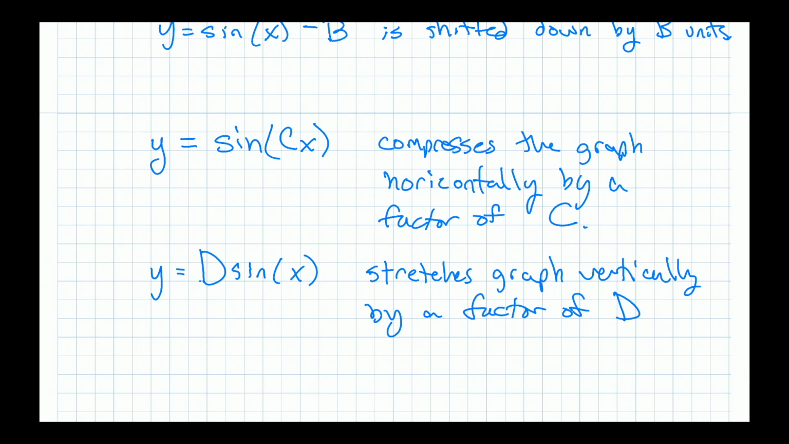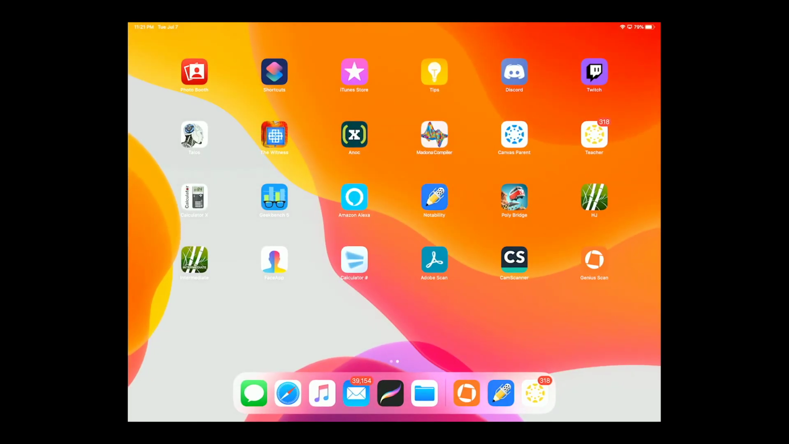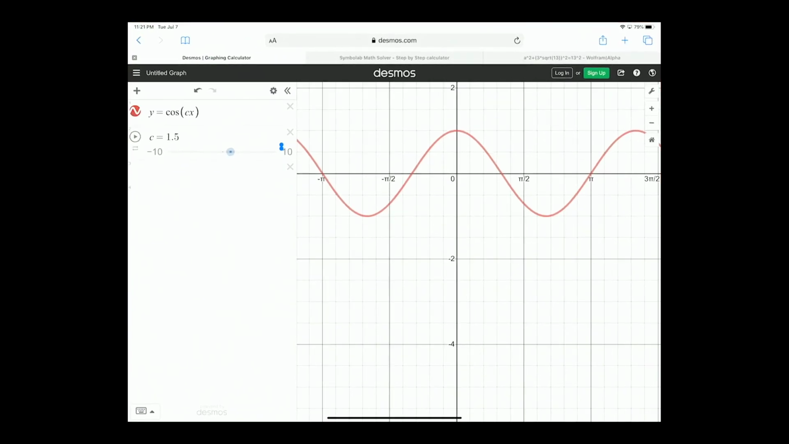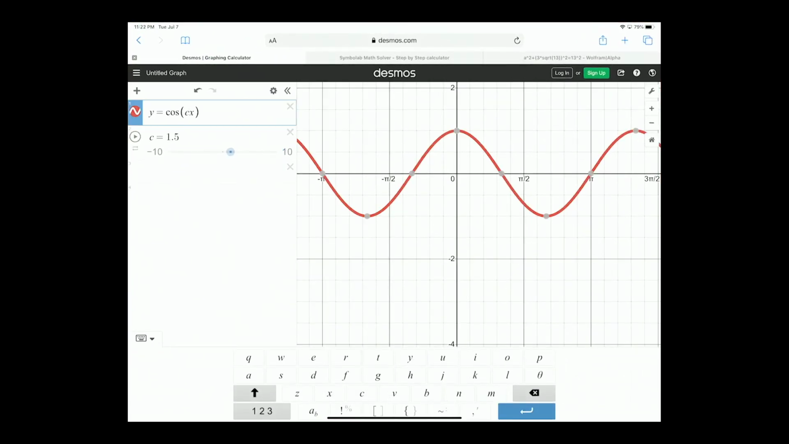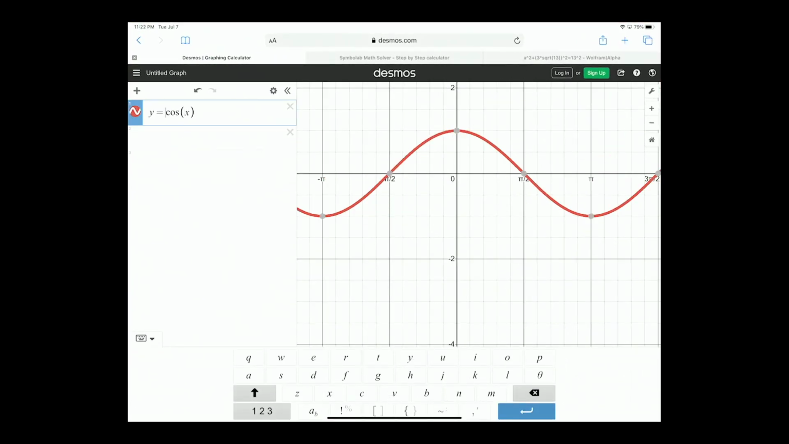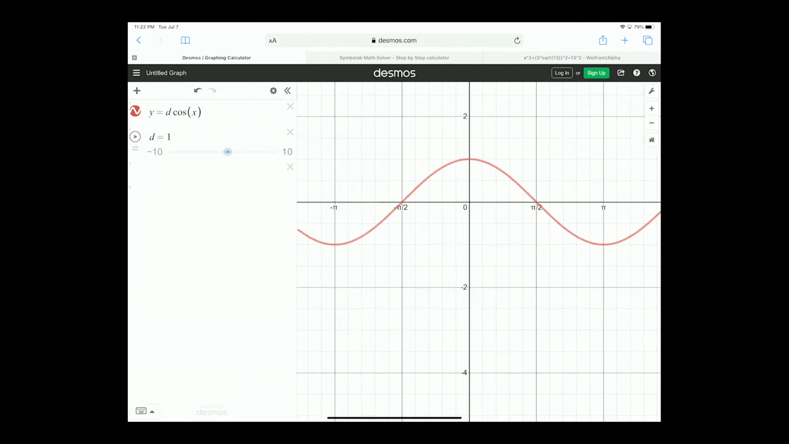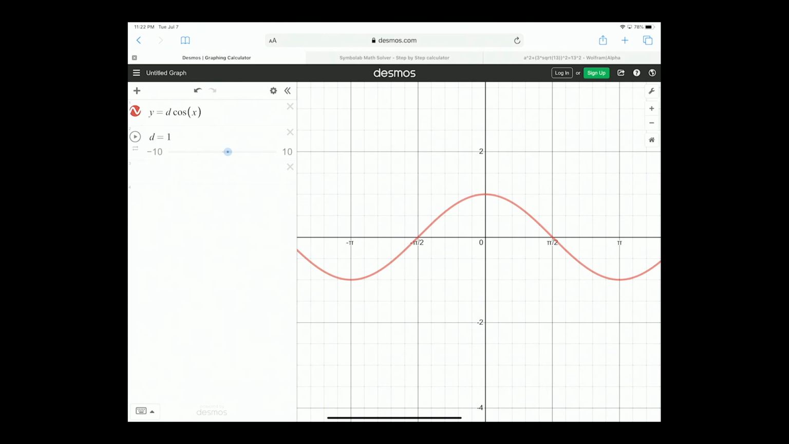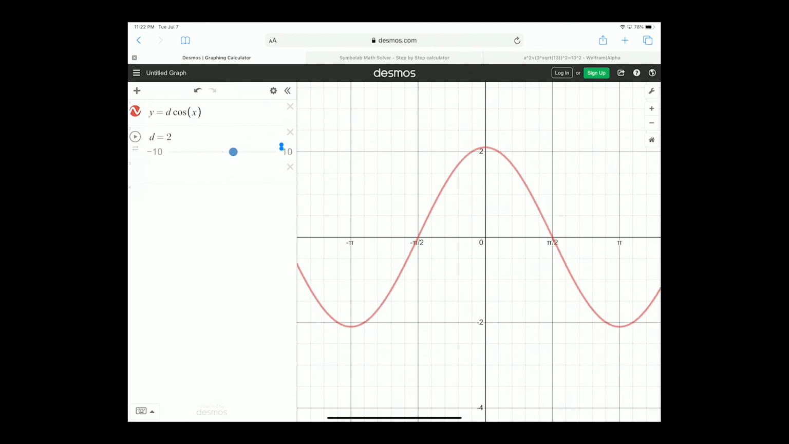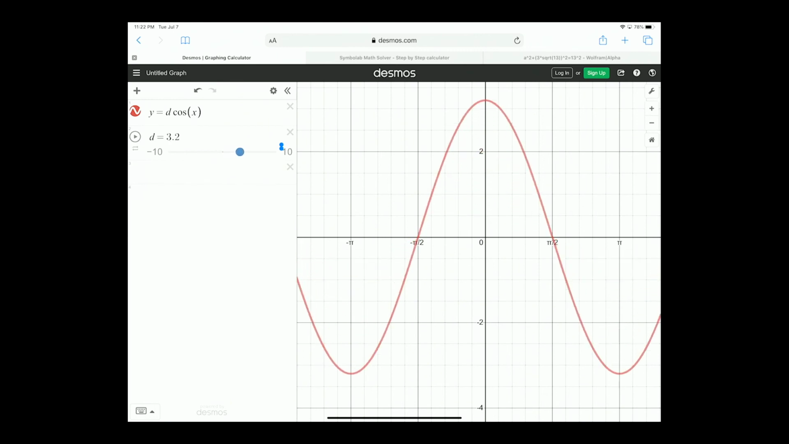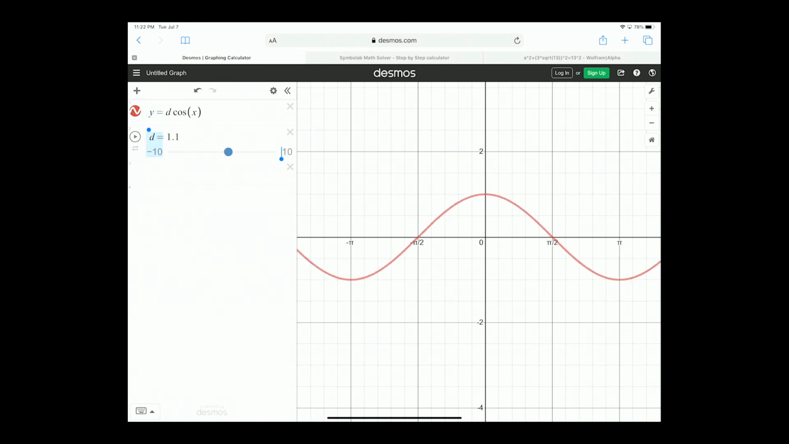Stretches it vertically by a factor of d. Let's go look at that. So let's take away this c, go in front, let's put a d, add slider. All right, let's see what it does. So if this gets bigger, the graph should get taller. Nothing else changes though. It's just taller, shorter, taller, shorter. Right? Easy enough.